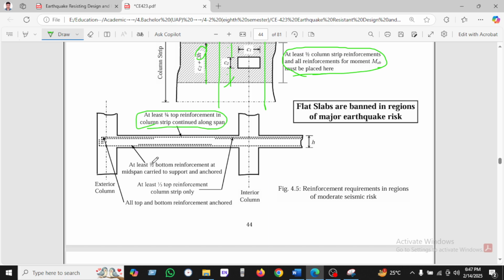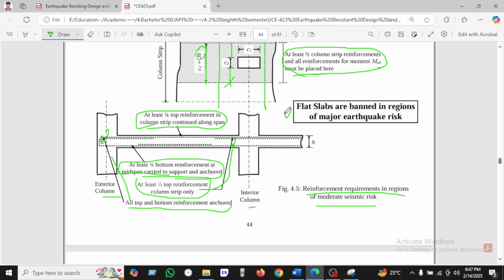And another notice here: at least half of the bottom reinforcement at mid-span is carried to the support and anchored. And another we can see here: at least 1/3 of the column strip reinforcement only is used at the top exterior. We can see here all the top reinforcement is anchored here. This is the exterior column, this is the interior column. So this is the reinforcement in a region of moderate seismic load.